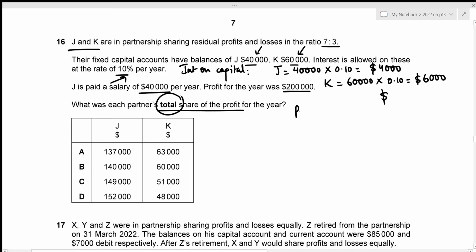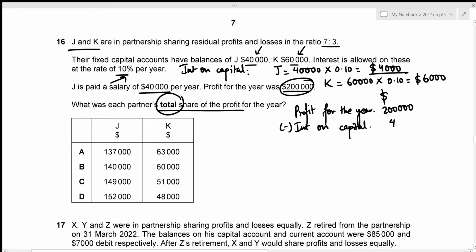We're going to start with the profit for the year, which is given to be 200,000. And we're also given the information regarding interest on capital. And interest on capital is something that the partnership gives to the partners for their capital provided, right? Which means that this is going to reduce the profit. So that's minus interest on capital. For J, that was 4,000. So we need to reduce 4,000. And for K, it was 6,000.